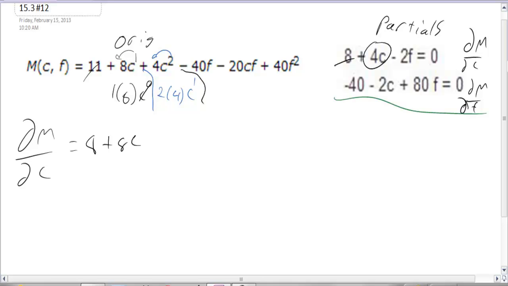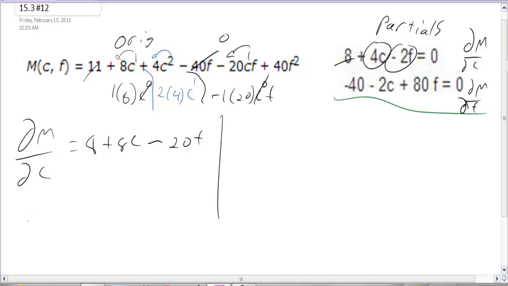Then the next term has no c's, so it's just 0. Next term, we have a c to the first, so that comes out to the front, making it minus 1 times 20c to the 0 f. Anything to 0 is always 1, so that makes it minus 20f. And you only had negative 2f. I'm wondering if that was a typo and you meant to put 20f. So there's the first partial.